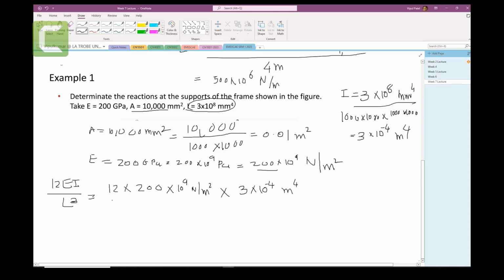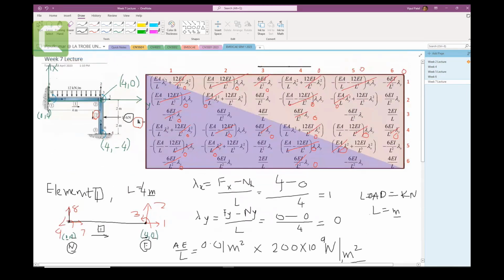Meter is good because we're working in meters. So I is 3 times 10 to the power minus 4 meter to the power 4. That is I over L cubed, with 4 cubed. If I use the calculator, the answer is 11.25 times 10 to the power 6 Newton per meter. All right, so far so good. We are just finding those individual details.